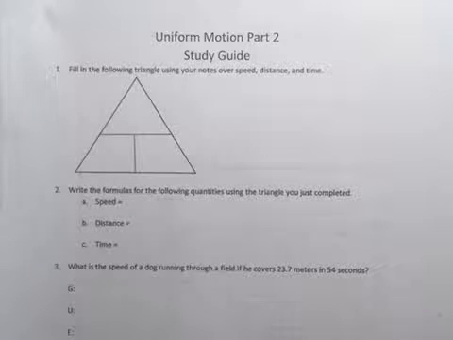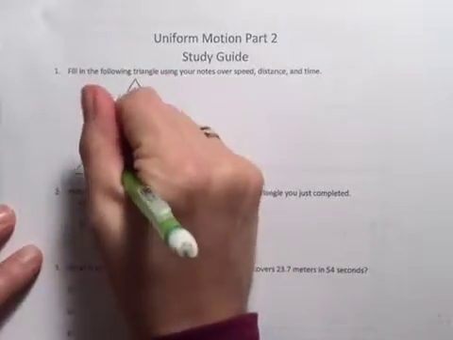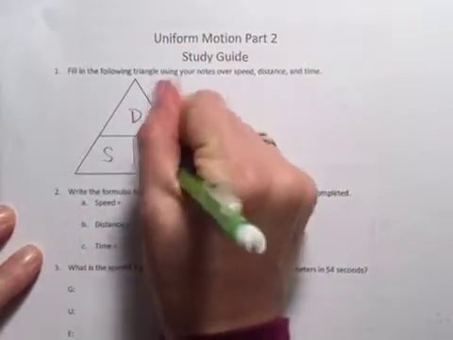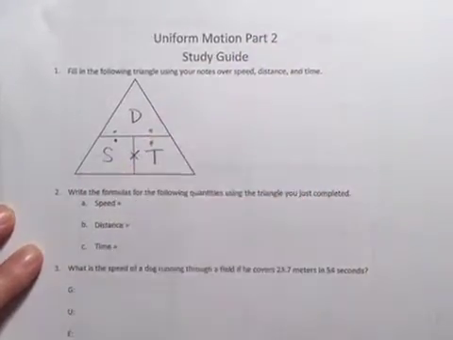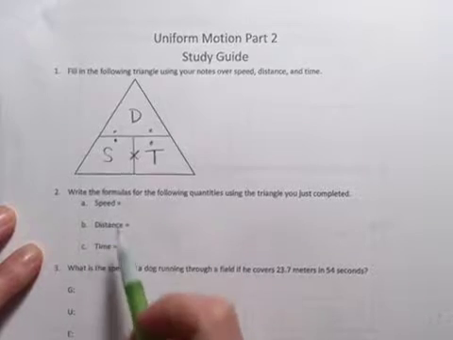So the first thing we're going to do is review calculating speed. And I went ahead and put your triangle on there to help you. So remember that should be with the distance in the top. Don't forget your dividing symbols and your multiplication. So that'll help you fill out this question right here.